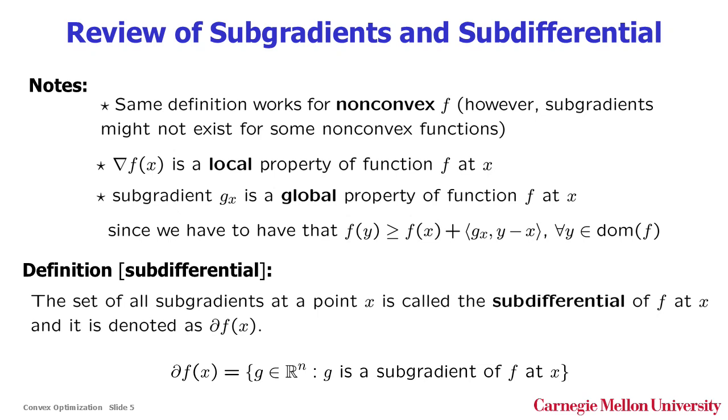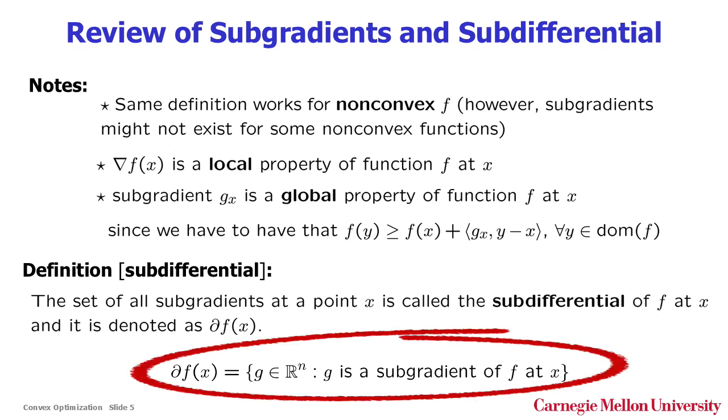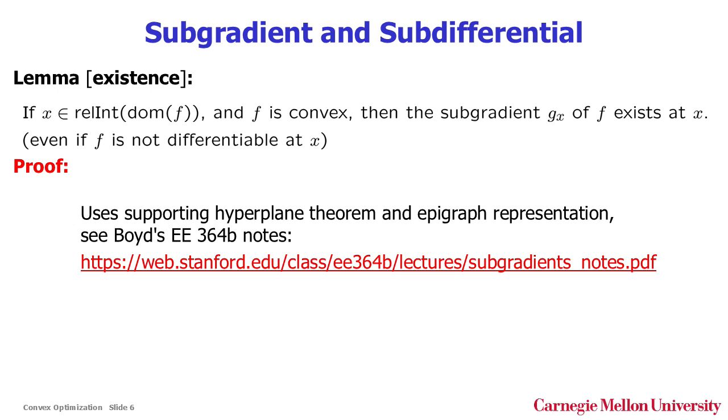The set of our subgradients at point x is called the subdifferential of f at x, and it's denoted with this partial derivative sign, ∂f(x). So the subdifferential set of f at x is the set of all n-dimensional vectors g such that g is a subgradient of function f at x. Let's discuss some of the important properties of the subgradient and subdifferential.